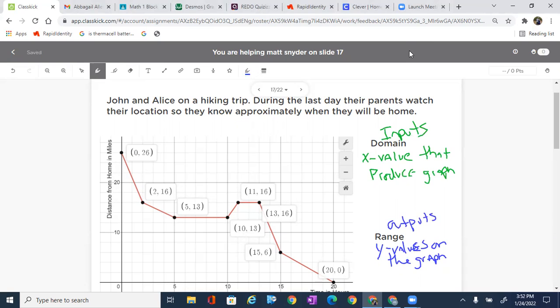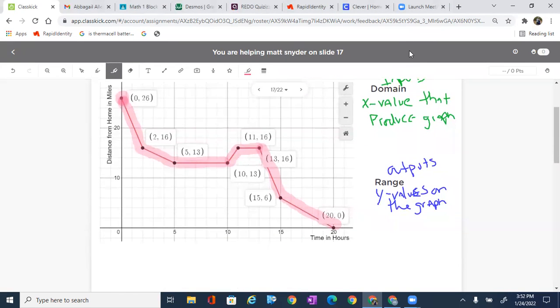Okay, so we can follow this graph and say, okay, well, they start here. And you can see we're modeling John and Alice's hiking trip as they get closer and closer to home. So they follow down and they get closer and closer to home, and then they go constant, and then they go further away from home, and then they stay about the same distance from home, and then eventually they start working their way until they get to home. So what is the domain and what is the range?